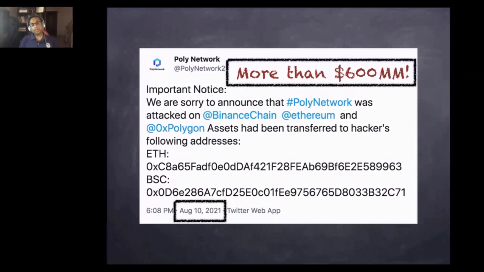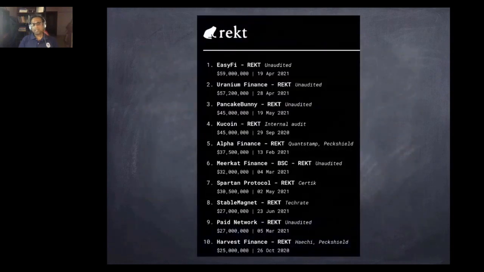But this particular hack was an order of magnitude higher than any of the ones we have seen in the past. Right. We had never seen, at least publicly, a smart contract or network, you know, protocol, in this case, Poly Network, being hacked for $600 million. So the numbers until now were mostly in the tens of millions of dollars.